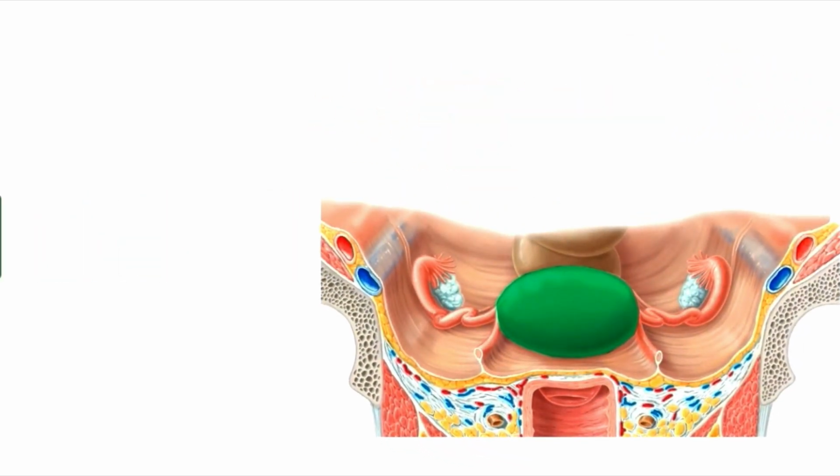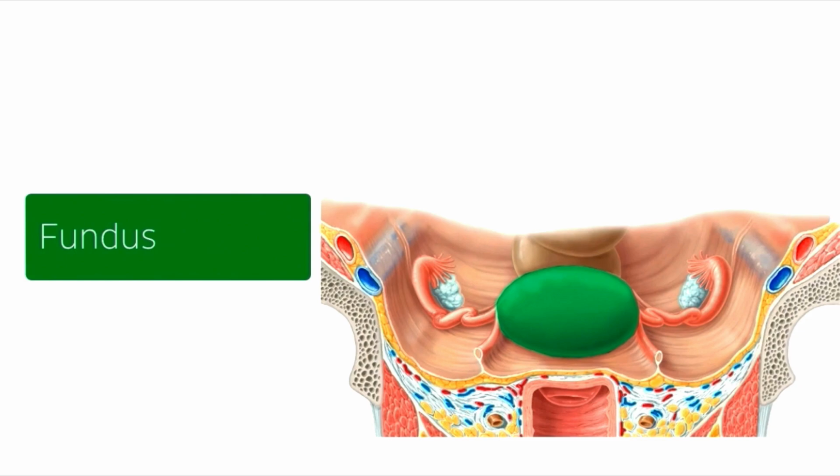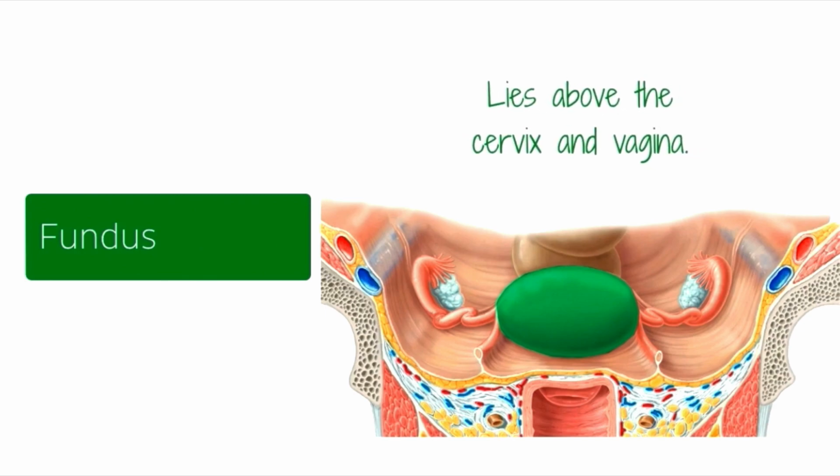So in this image, we have the fundus of the uterus highlighted in green, and interestingly, the word fundus is a Latin word meaning ground. And while it's not wrong to think of the fundus of the uterus as the base of the organ, especially when examining the uterus via the vagina with a digital exam, the fundus actually lies above the cervix and vagina when a female is standing, which we can see in this image. And the fundus is particularly significant when determining the growth rate of the fetus, as its growth is determined by the height of the fundus.